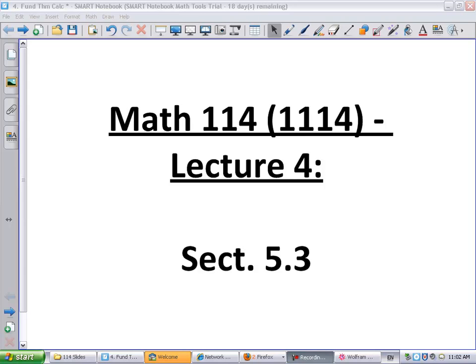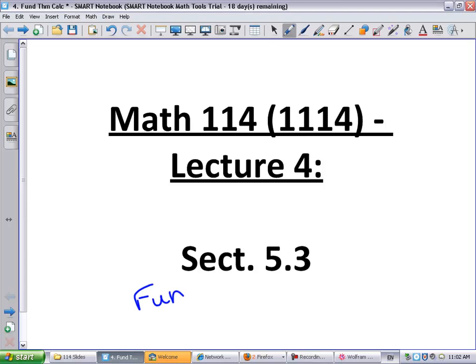All right, hi, this is the fourth lecture for Math 114. Today is section 5.3, and this is the fundamental theorem of calculus.